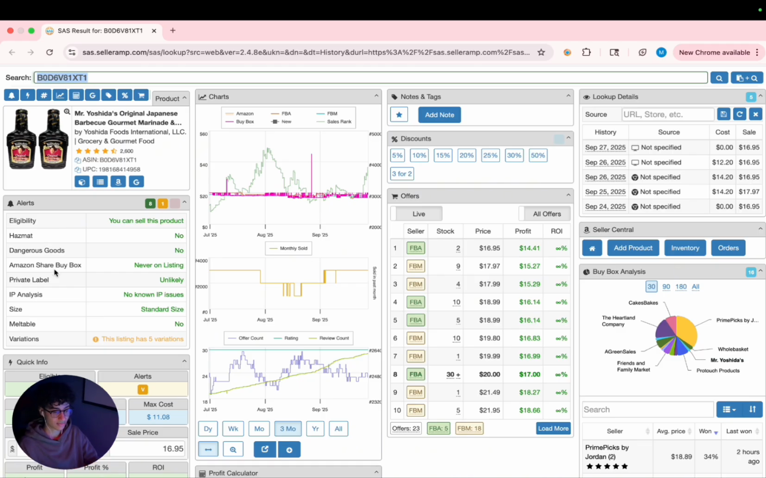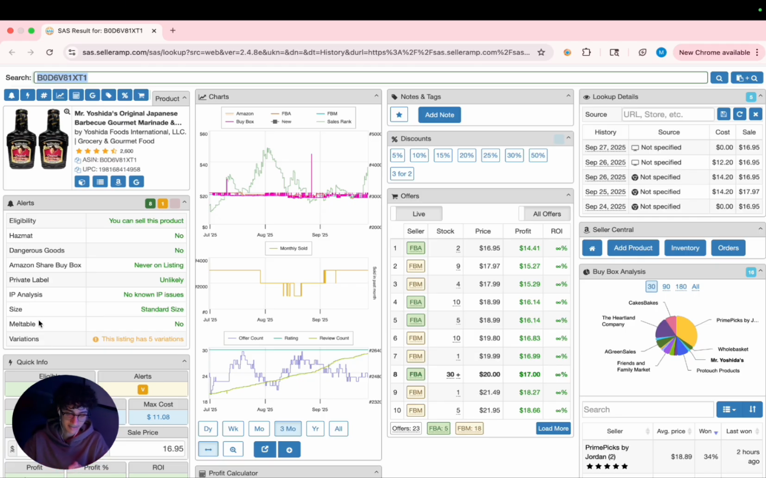Right now, looking at the other important things here: hazmat, no. Dangerous goods, no, that's good, right? For FBM, hazmat dangerous good is really not that important. It's more tailored to FBA items. Looking at private label, starting out, I would just make sure it says unlikely. You don't want any private label products, and especially you do not want any IP products, okay? If you don't know what IP is, it basically just means that the brand is kicking you off the listing and you get hit with an intellectual property complaint, and you do not want that on your account, okay?